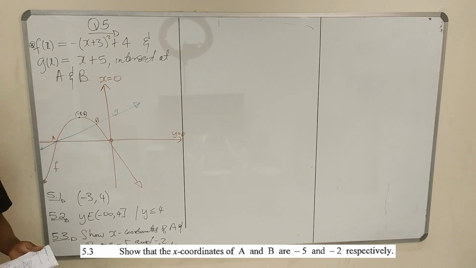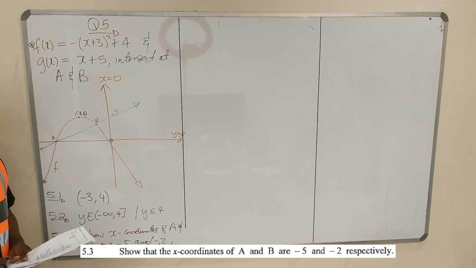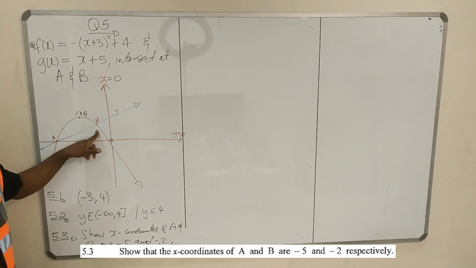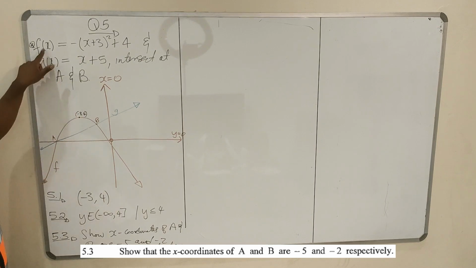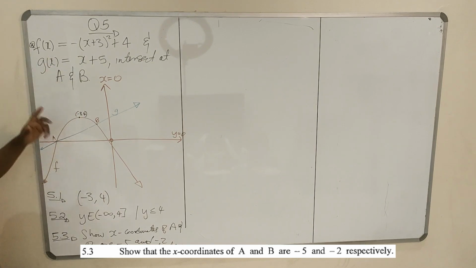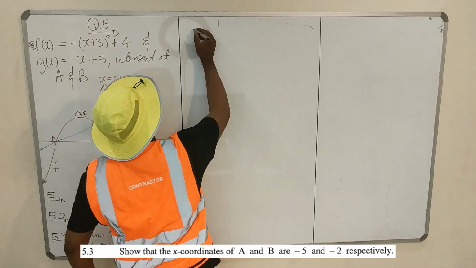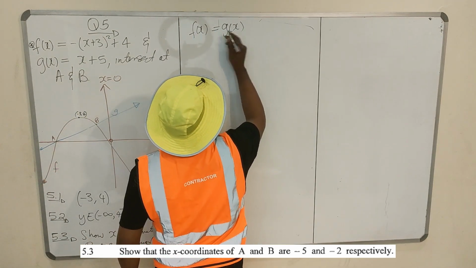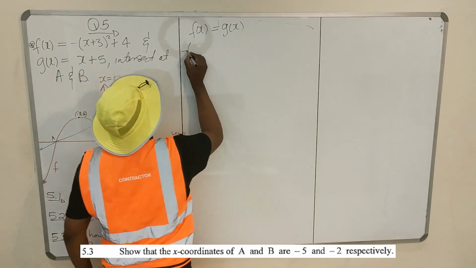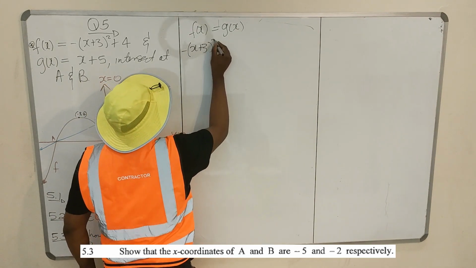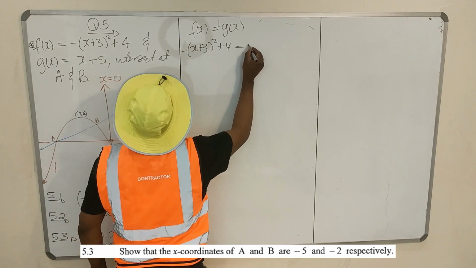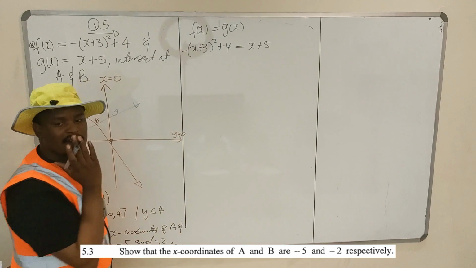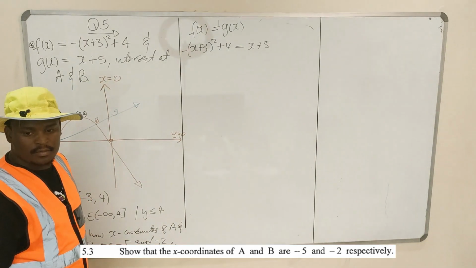How do you find the coordinates of A and B? We equate the equations. At A and B, our graphs are equal. Our graph of f is that, our graph of g is that. So you say f of x is equal to g of x. What is your f of x? Your f of x is minus (x plus 3) all squared plus 4, which is equal to x plus 5. These are our graphs. So you solve this equation.